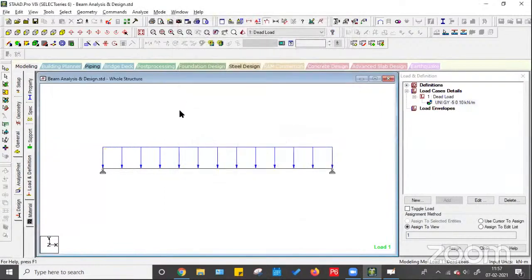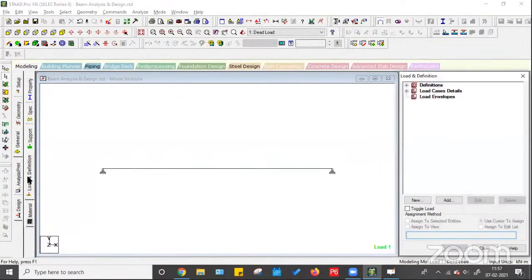Okay, so after loads and definitions, the next thing is analysis. That means we are going to analyze the beam. But before analysis, you need to go to the STAAD editor. So I'll go to the STAAD editor.